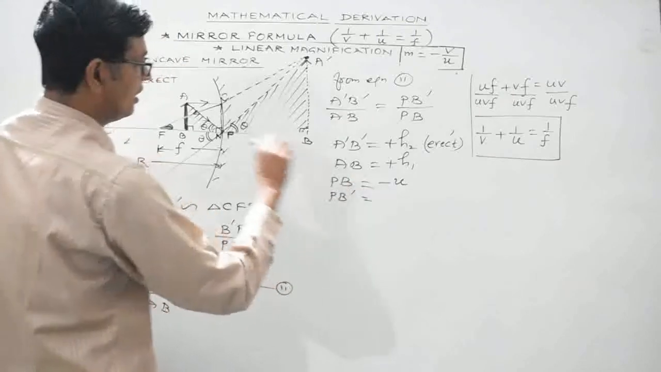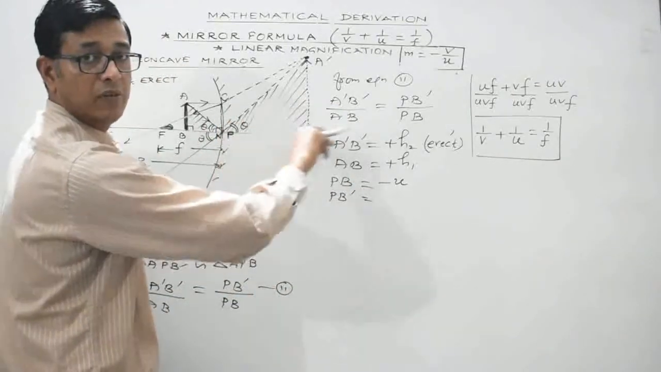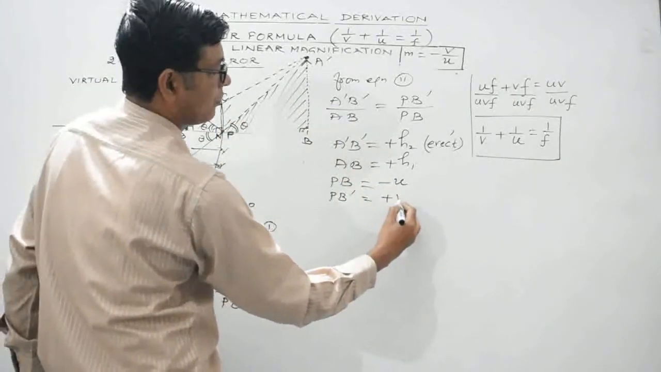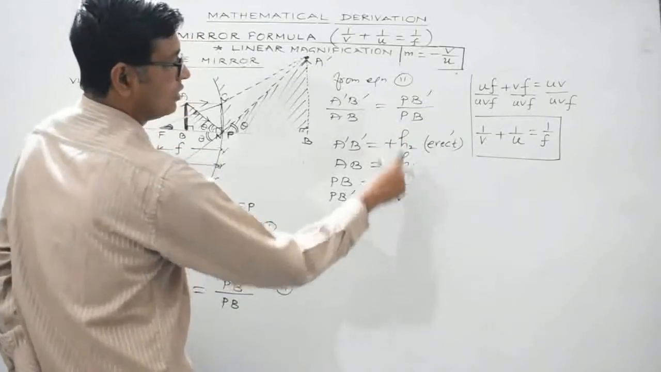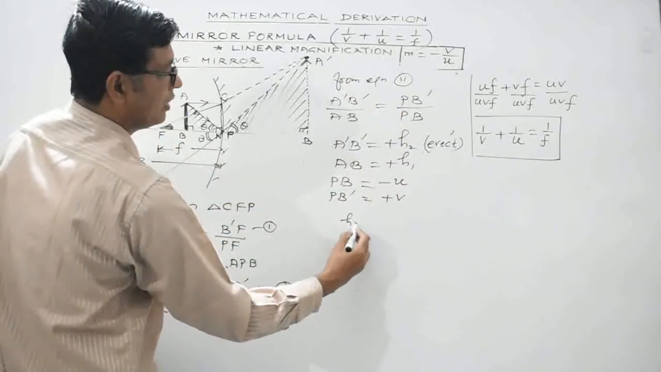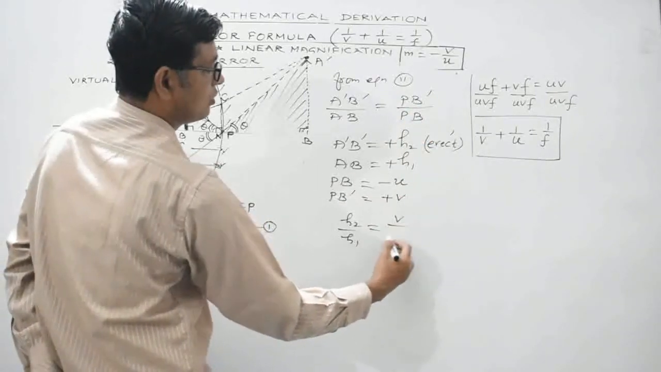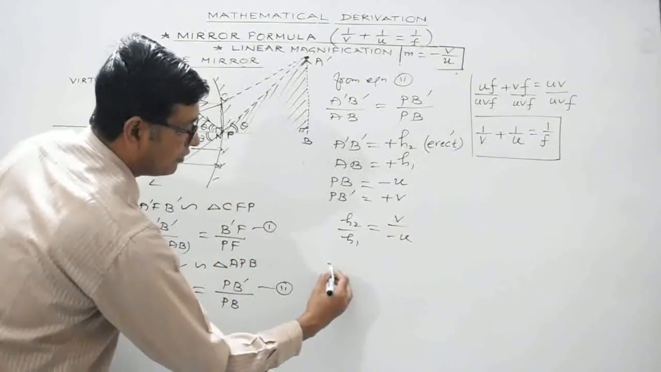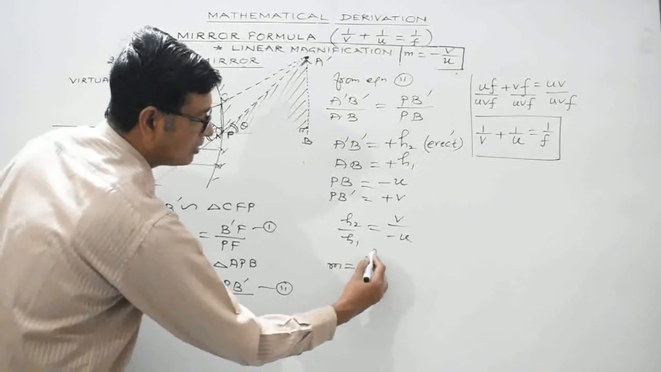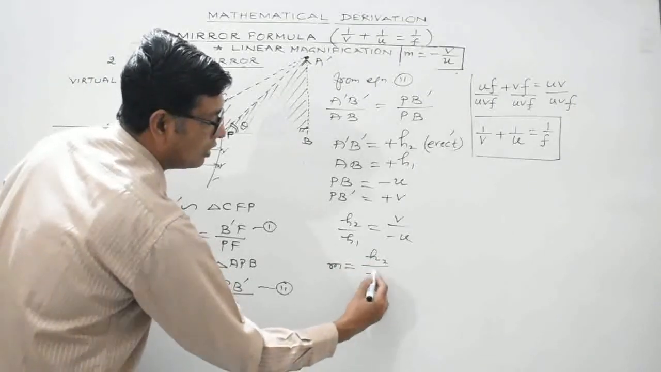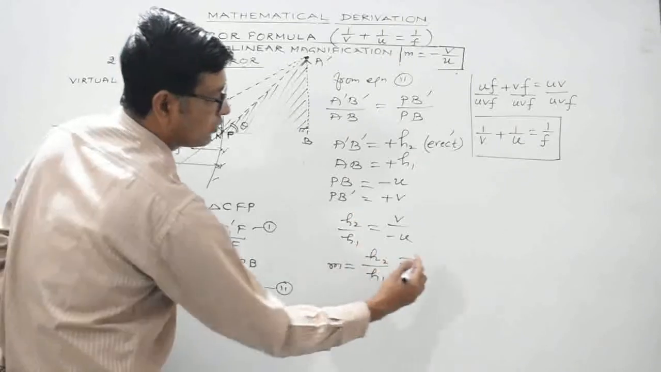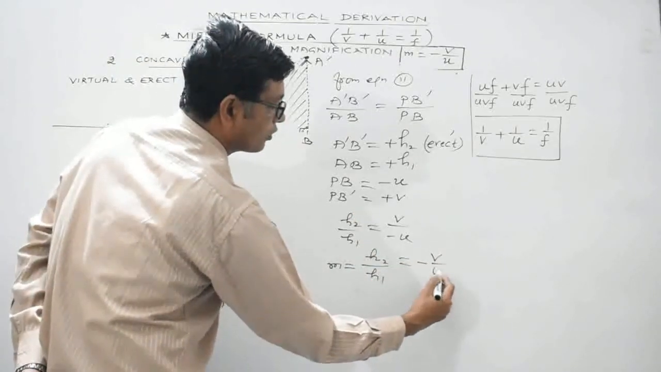PB dash, again, it's a virtual image, so it is positive. If you substitute these values over here, what you get is H2 by H1 is equal to PB dash, which is V minus U. And we are aware, linear magnification is defined as the ratio of the size of the image to the size of the object. And from this we get minus V by U.